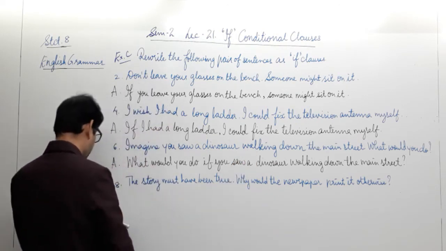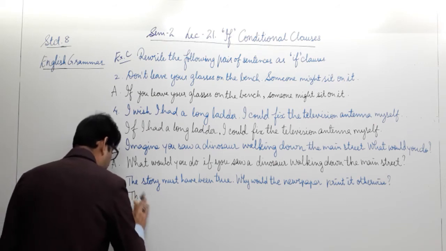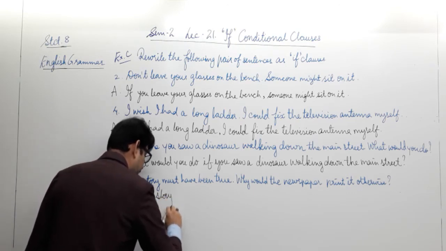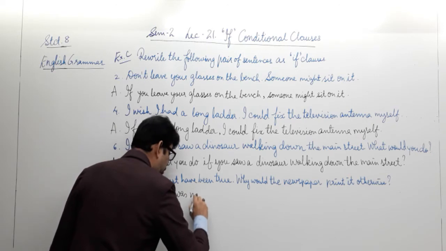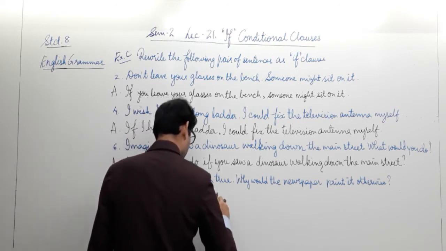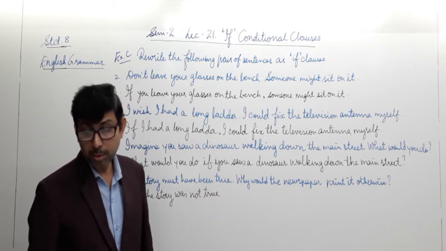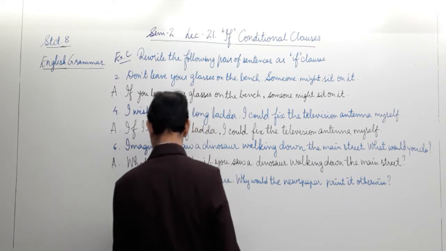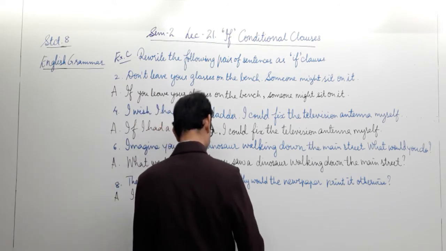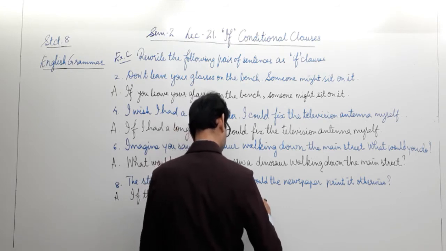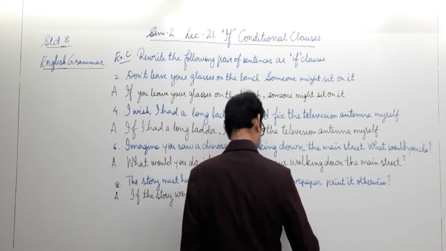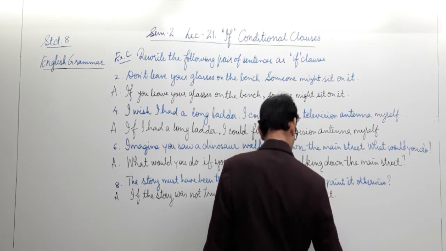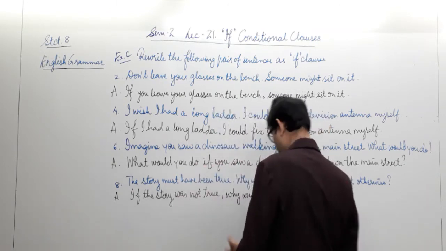But when we combine these two, we write it in this way, creating the if conditional. If the story wasn't true or was not true, then we are asking a question, why would the newspaper print it? If the story was not true, it means it was true, so it must be true. If the story was not true, comma, why would the newspaper print it? Have careful analysis of this.